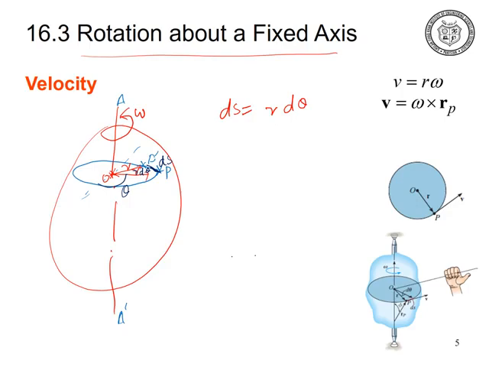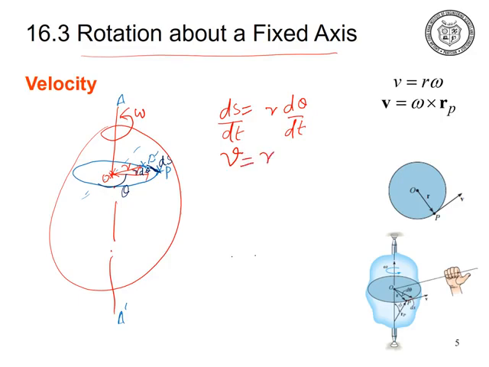We can write ds equal to r times d theta. So by dividing both sides by dt, what do we get? What is ds by dt? It is the change in position with respect to time, so this will be equal to the magnitude of velocity.